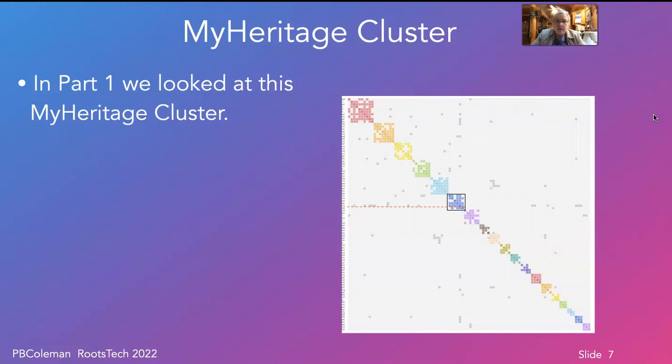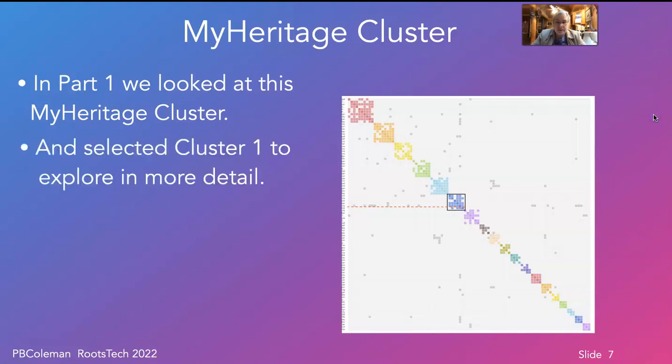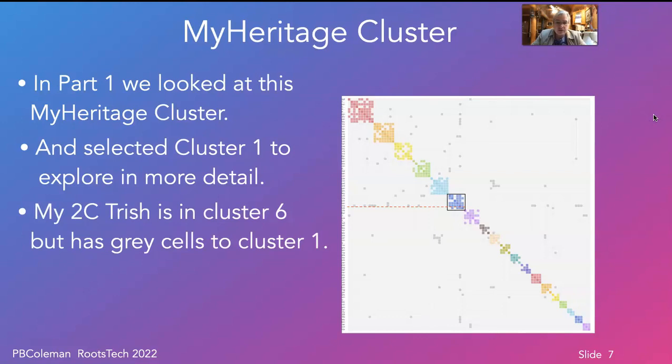So we had picked this MyHeritage cluster in Part 1, particularly the red cluster 1 in here, to explore in more detail. My cousin Trish is in cluster 6, the blue one that I have put a square around, and she has a number of gray cells to cluster 1. I've underlined the gray cells with the dotted red line, and that means that the gray cells indicate that she matches people in that cluster as well.